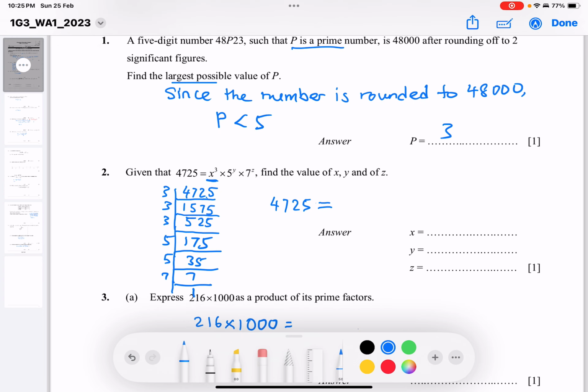In the next sum, we have to find the unknown base and powers of 5 and 7. To do that, we use prime factorization to break the number into its prime factors in index form. So we have 3 to the power of 3 multiplied by 5 to the power of 2 multiplied by 7. Now we can compare, and we see that x has to be 3, the power of 5, which is y, is 2, and then the power of 7, z, is 1.